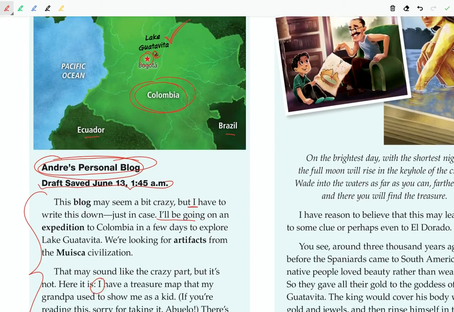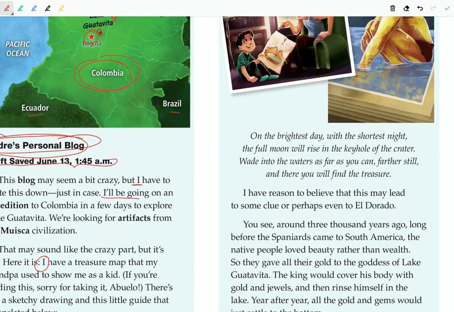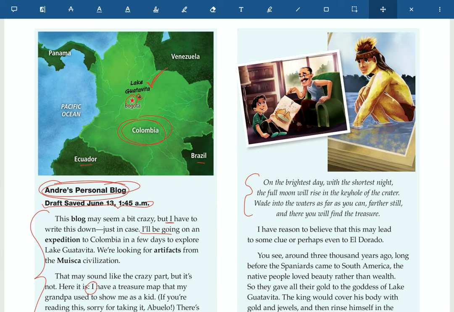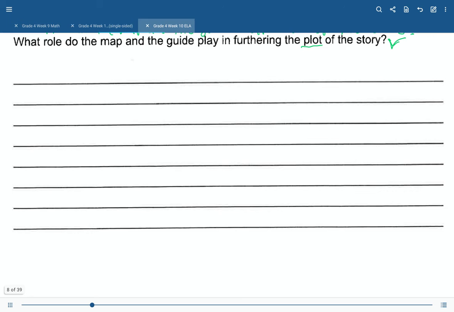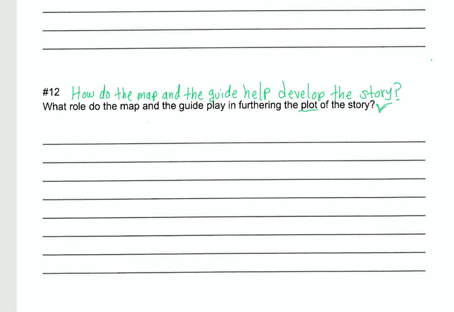Okay, and then when it says a guide, honestly, I don't know what guide it's talking about. I am thinking that it's probably talking about this section right here, where it says, on the brightest day with the shortest night, the full moon will rise in the keyhole of the crater. Wade into the waters as far as you can, farther still, and there you will find the treasure. Okay, so we looked at those, and then let's go back to the question. So how does looking at the map help you as you read the story?